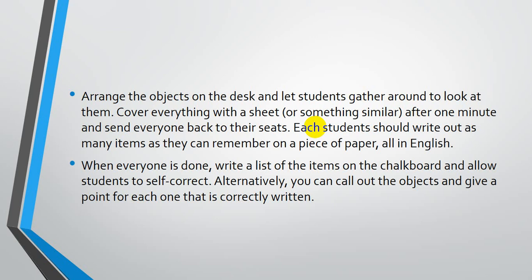When everyone is done, write a list of the items on the chalkboard and allow students to self-correct. Alternatively, you can call out the objects and give a point for each one that is correctly written. So you give 1 point each. If they get 20 objects correct, they can get 20 points.